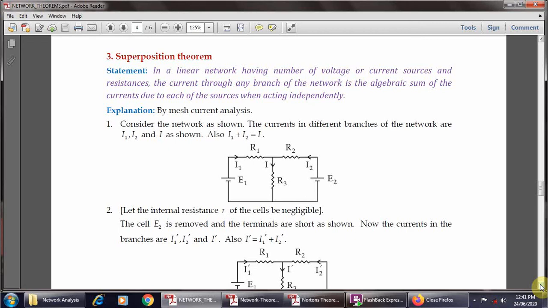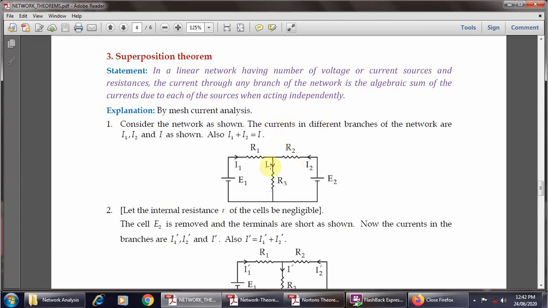Hence with the help of the superposition theorem, it will be diluted and easy to solve to find out the current flowing through the respective resistance. The statement of the superposition theorem is: in a linear network having a number of voltage or current sources and their resistances, the current through any branch of the network is the algebraic sum of the currents due to each of the sources when acting independently.